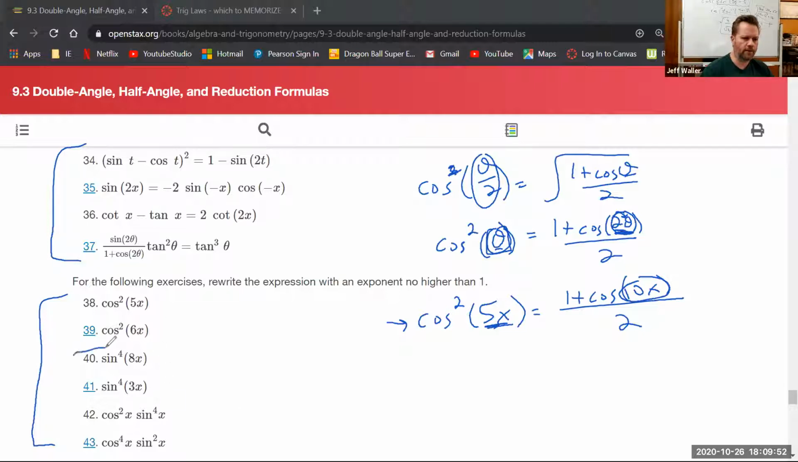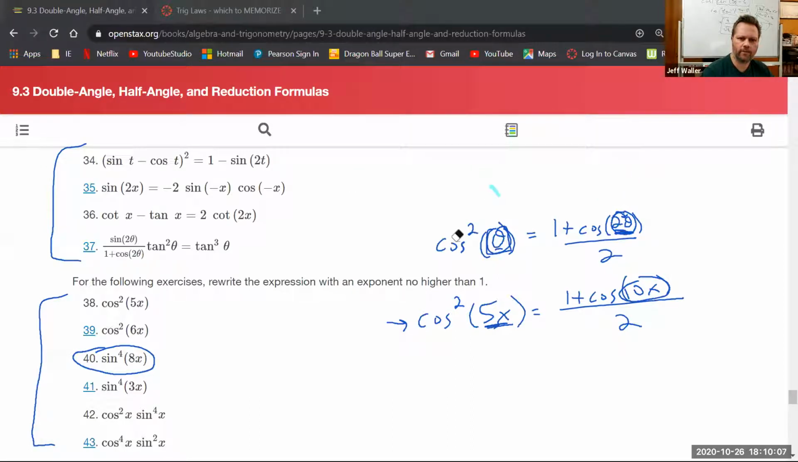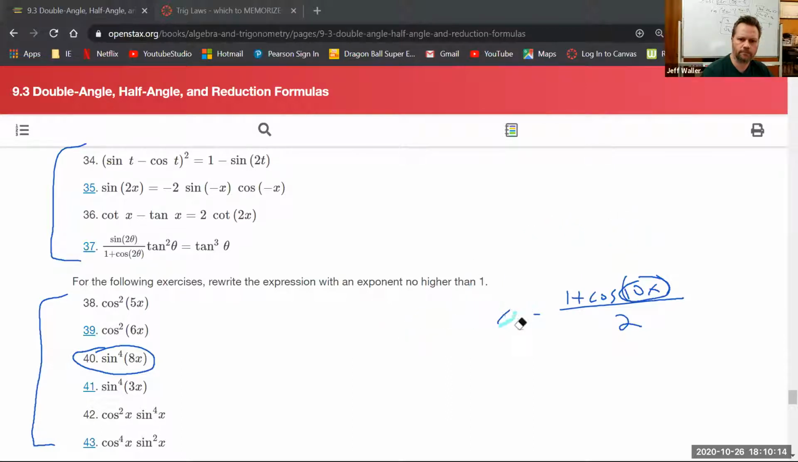A problem like this gets really disgusting quickly. Can you guys see why? Do I have any formulas for fourth power stuff? No. So what am I going to have to do? Split it up. Yeah, so sine squared. Let me start at this. This is the one you have to have memorized.